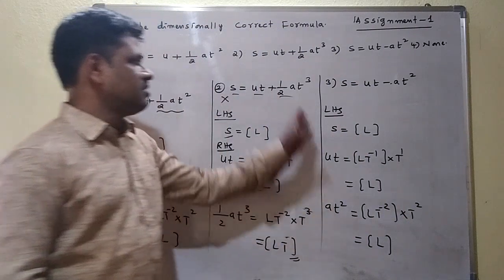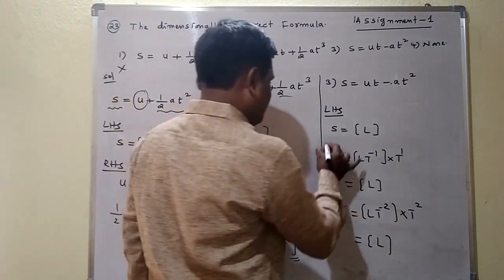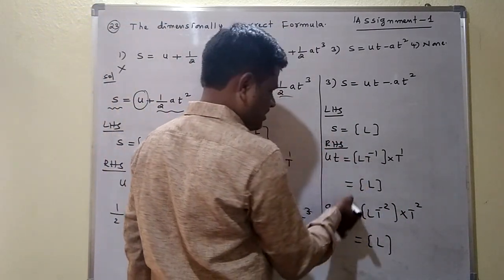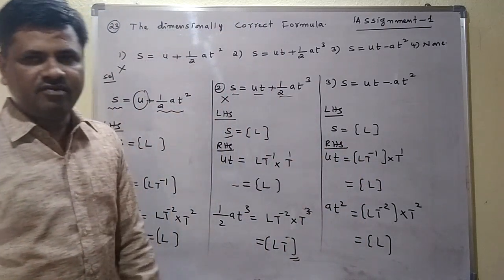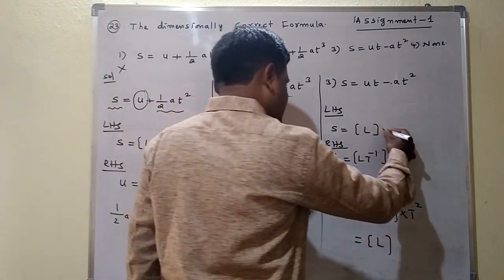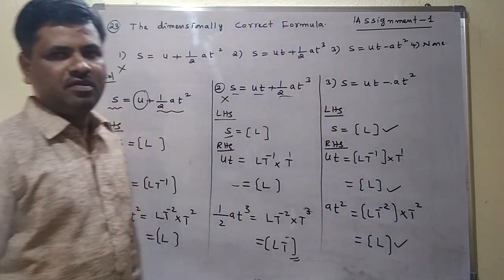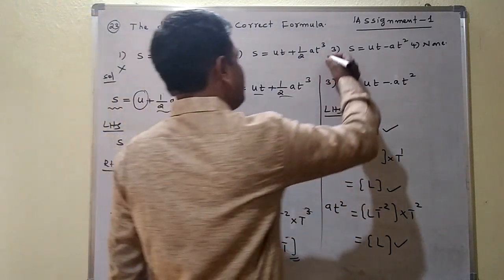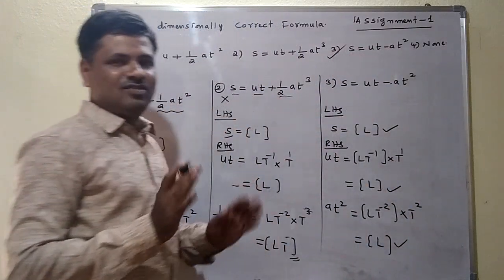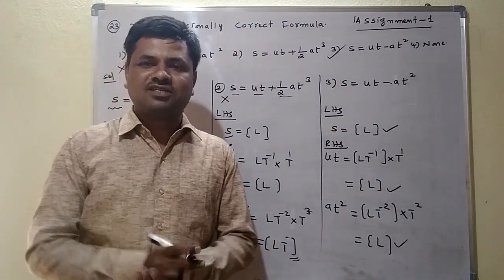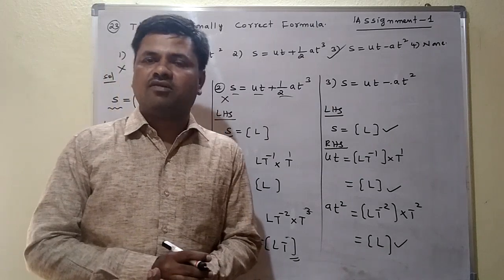See there. In this option, RHS has two terms and LHS has only one term. Every term in the LHS and every term in the RHS has the same dimensional formula. So that's the reason this is dimensionally correct. But actually this equation is not correct. The general equation is S is equal to ut plus of at square.